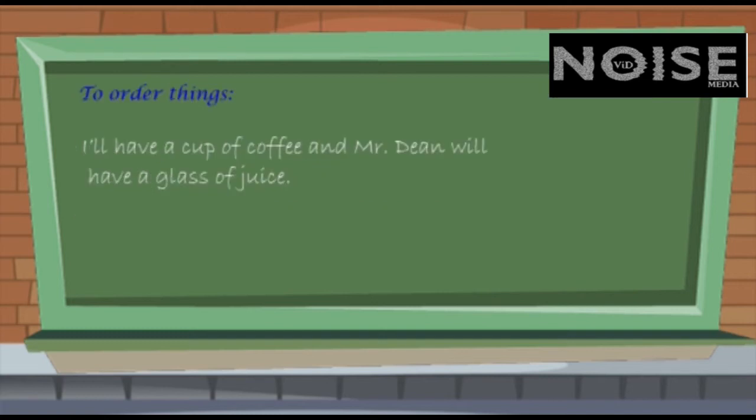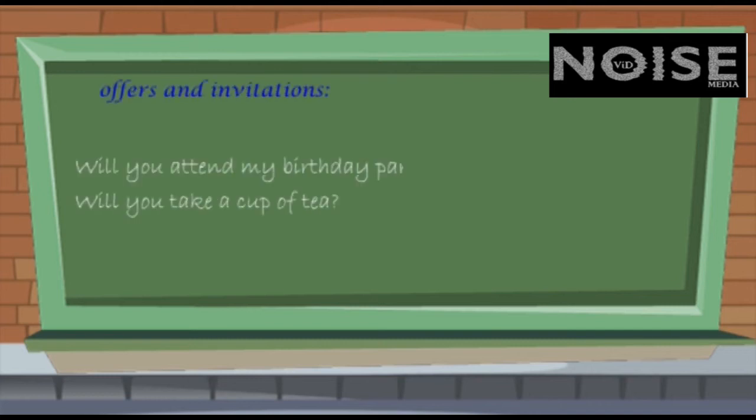We use this tense to order things. For example, I'll have a cup of coffee and Mr. Dean will have a glass of juice. Will is also used in offers and invitations. For example, will you attend my birthday party? Will you take a cup of tea?